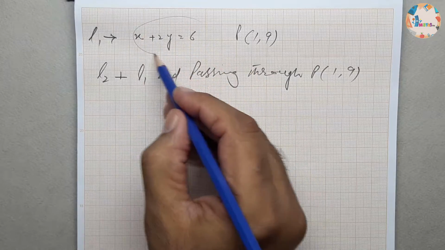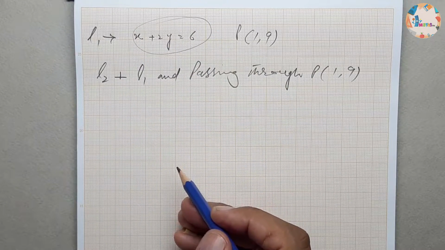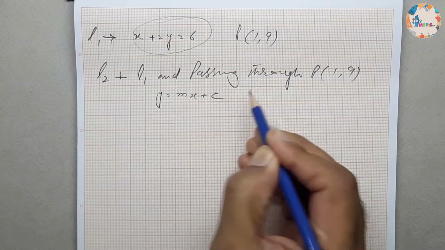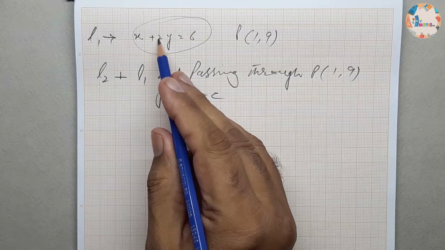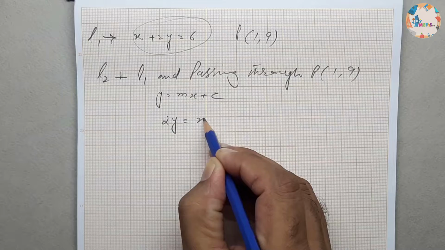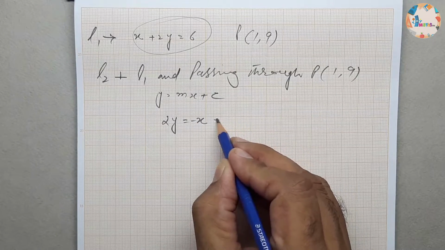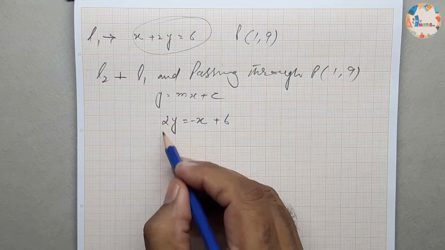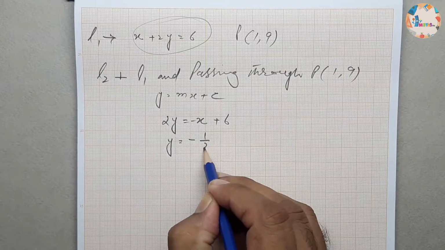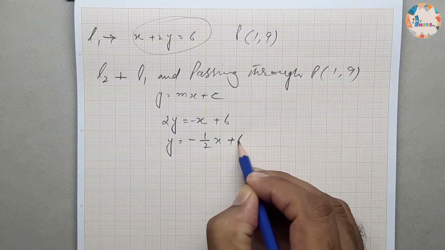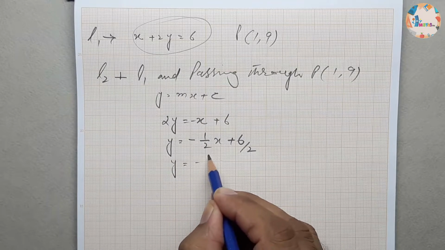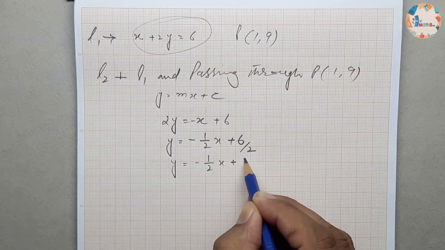So we have to find this perpendicular line. So what we will do, this given line we will change first into y is equal to mx plus c format, and if we shift this x value to the other side, we will get 2y is equal to minus x plus 6. And now we can get rid of this 2 also, we can shift this 2, y is equal to minus 1 by 2x plus 6 by 2 basically. So the final equation will be y is equal to minus 1 by 2x plus 3.